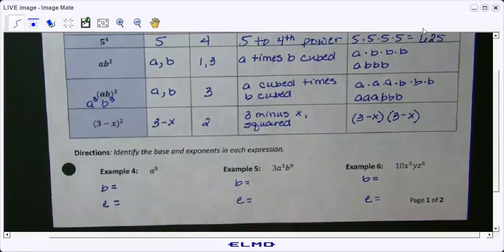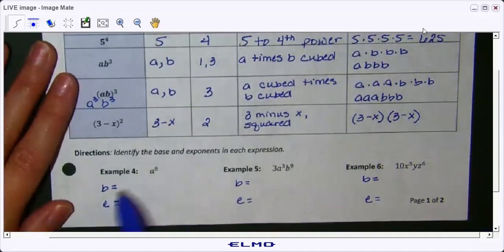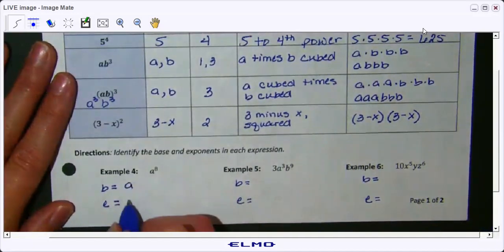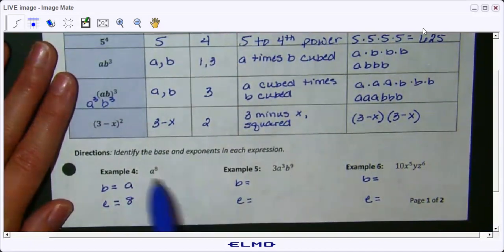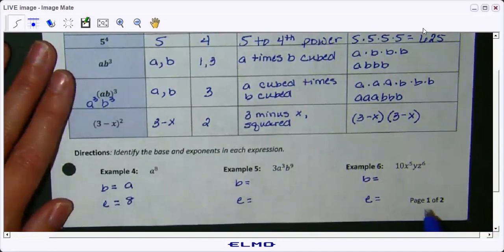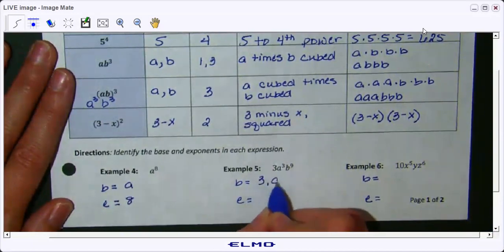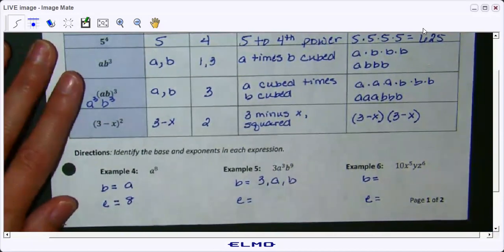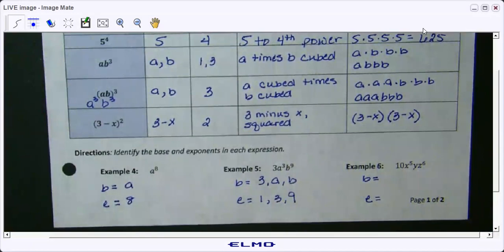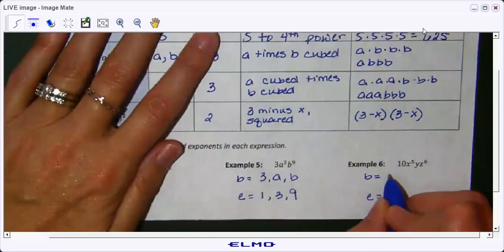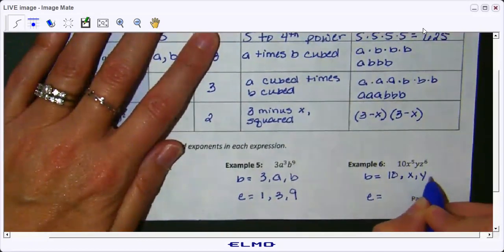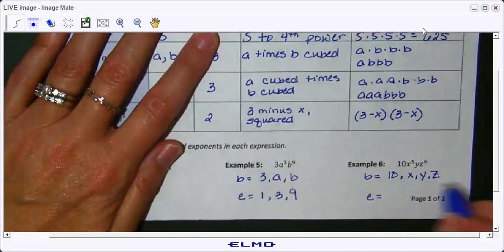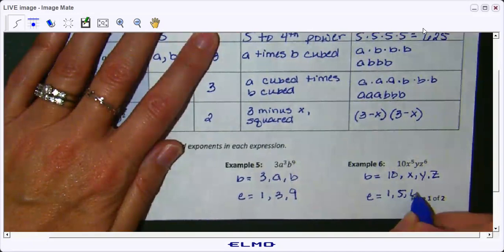Okay, I'm going to go ahead and work through these. So our base, for example 4, is A, and our exponent is 8. And your homework is going to read just like this, and this is how you'll do it on your homework. Example 5, our base is 3, A, and B. Our exponents are 1, 3, and 9. If you miss the 1, I'm okay with that. The next one, our bases are 10, X, Y, Z. And our exponents are 1, 5, 6.